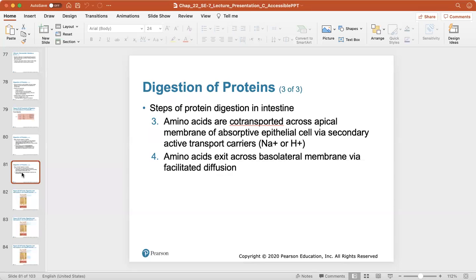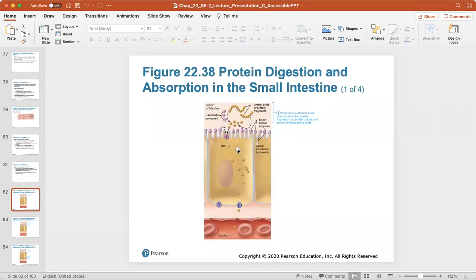Amino acids then are co-transported, much like sugars are, across the apical membrane of the absorptive epithelial cell via a secondary active transport carrier. And then the amino acids can exit across the basolateral membrane via facilitated diffusion. So here's just a look again at how proteins are digested and absorbed in the small intestine.